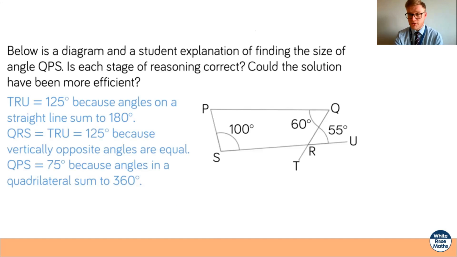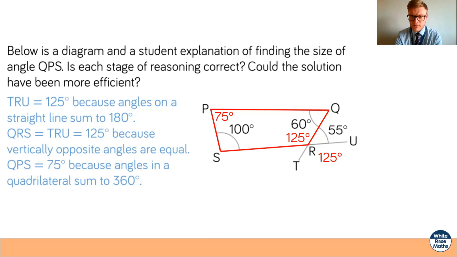This exemplar question does just that. Pause the video and have a quick read of the question. We can see that the model solution shows correct notation and reasoning throughout. We can see that angle TRU is 125 degrees because angles on a straight line sum to 180 degrees. Angle QRS is also 125 degrees because vertically opposite angles are equal. Therefore, angle QPS must be 75 degrees because angles in a quadrilateral sum to 360 degrees.